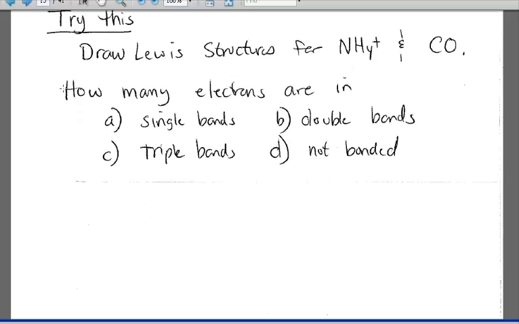All right, let's draw the structures. For ammonium, your total number of valence electrons, you should have 5 for nitrogen and 4 for hydrogen. And then you subtract 1, minus 1. So it's actually 8 electrons. And carbon monoxide, you should get 4 plus 6, so you should get 10 electrons. All right, so we can draw them.